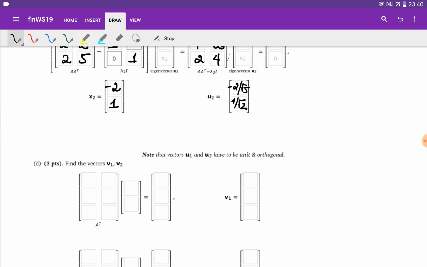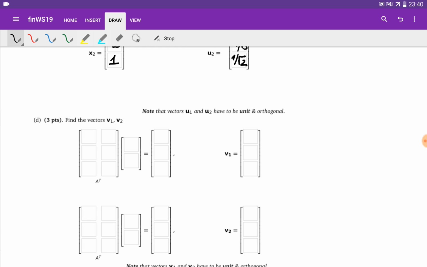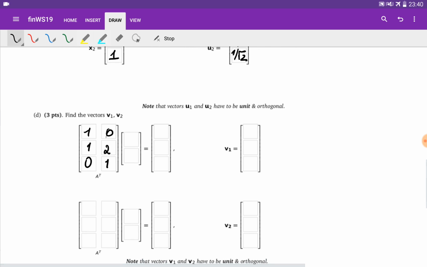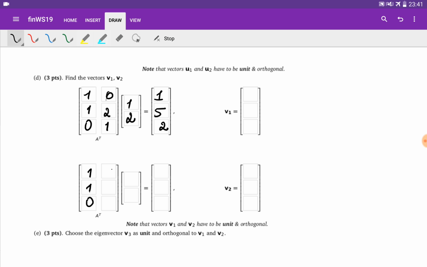Now we need to find the two orthogonal eigenvectors of A transpose A, and we can find these by multiplying A transpose by x1 and x2. The A transpose was [1, 0; 1, 2; 0, 1]. It is enough to just multiply this by x1, which is 1 and 2, since we are going to normalize it anyway. So the first column is multiplied by 1, the second column is multiplied by 2, and we add them. It's going to be 1, 5, and 2. The A transpose is going to be multiplied by the second eigenvector as well, which is minus 2 and 1. The first column is multiplied by minus 2, the second column by 1, which is going to be minus 2, 0, and 1.